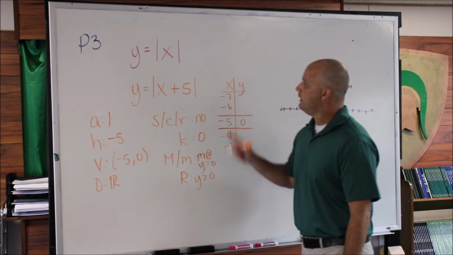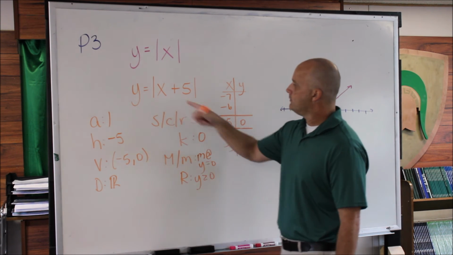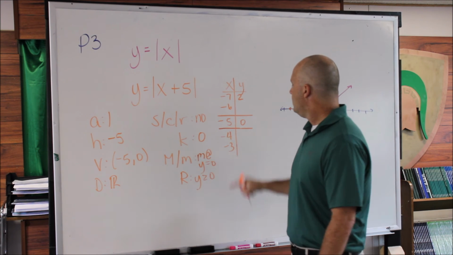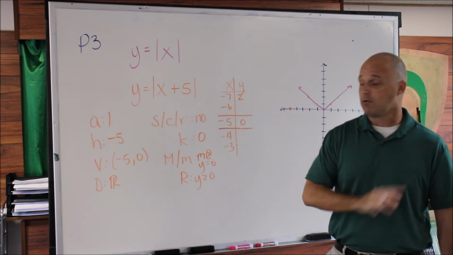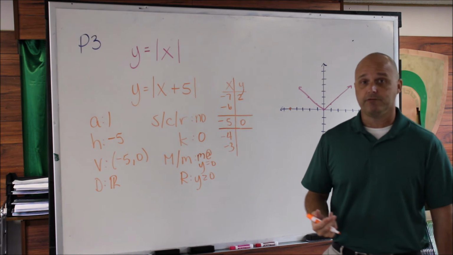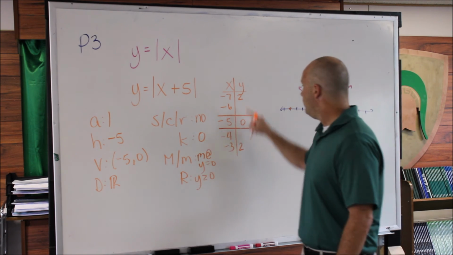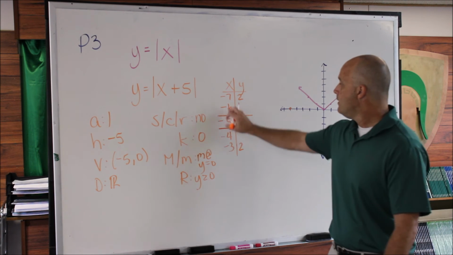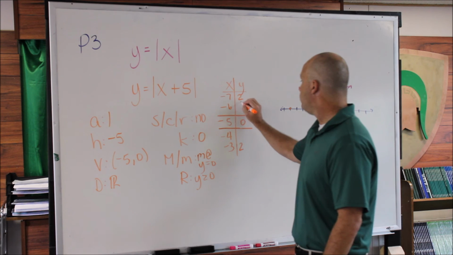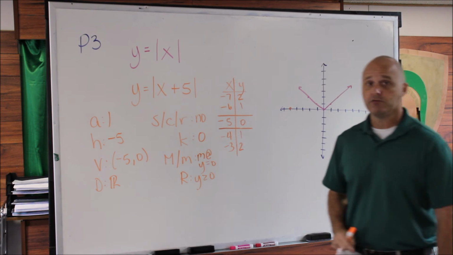So let's go ahead and plug this in. Negative 7 plus 5 is negative 2. The absolute value of negative 2 is 2. Let's go ahead and check this just to make sure that we're right. Negative 3 plus 5 is 2. The absolute value of 2 is 2. So we know that these are correct. Negative 6 plus 5 is negative 1. The absolute value of negative 1 is 1. And so I'm going to get a 1 there as well.